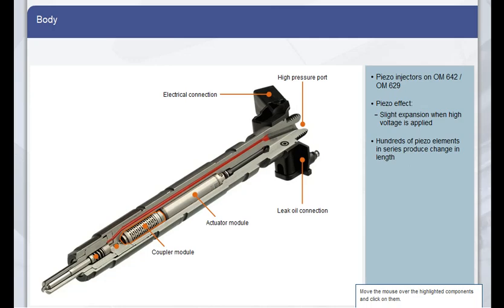Because of the very slight expansion of the piezo elements in the actuator module, the coupler module is required. This acts as a hydraulic converter and amplifies the movement of the actuator module. Its other task is to compensate for the play between the individual parts at different temperatures. The valve set consists of several pressure chambers connected via throttle valves. The high-pressure line is also connected here. The nozzle module contains the needle, which opens towards the inside during injection.